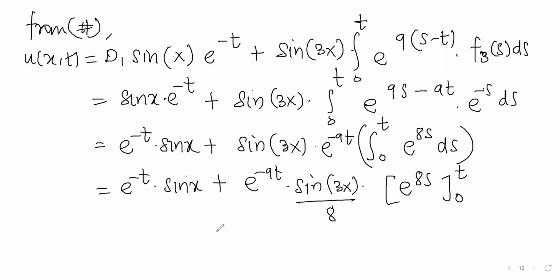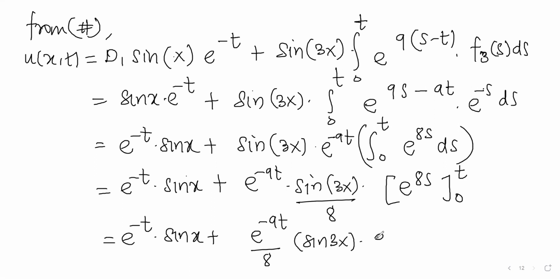Between 0 to t. Okay. So you get e power minus t sin x plus e power minus 9t upon 8 into sin 3x, and this one right here will give you e power 8t minus 1. This can even be simplified further, and 8 minus 9 will be minus 9t. And you can simply balance it the way you want. Okay, the final solution is this.